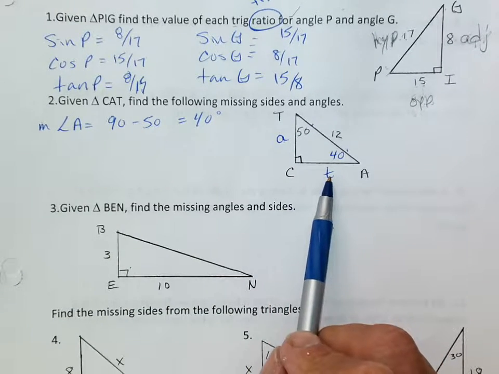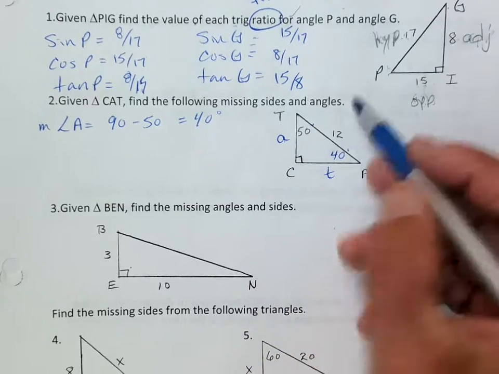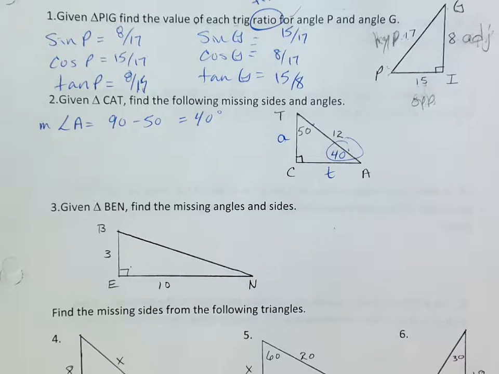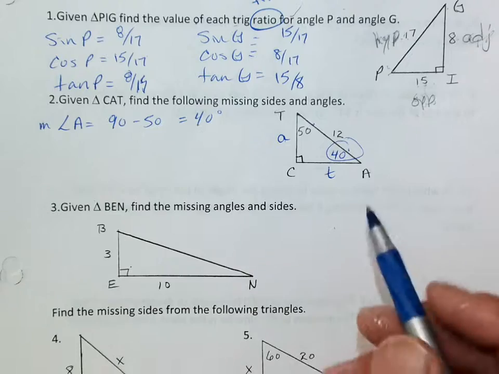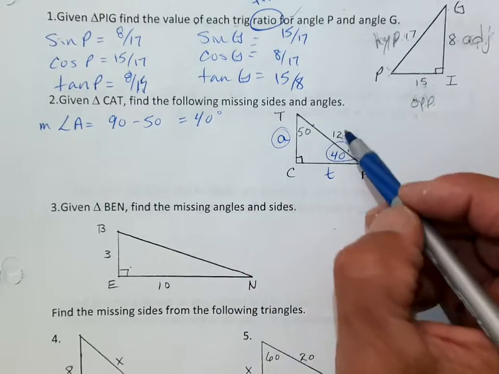Now, I could either find little a or little t. It does not matter. And I can pick either angle to work with. Again, it does not matter. I just picked A. I like A. I'm going to find little a. You could have found t, but I'm going to find little a. And then I'm going to use the 12.